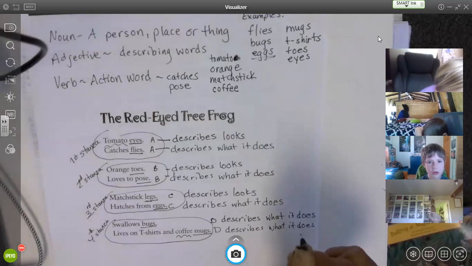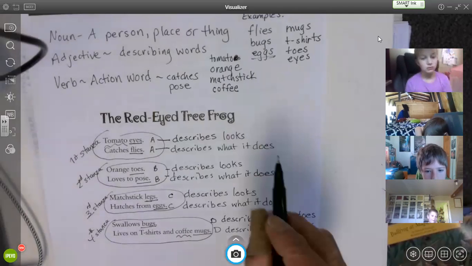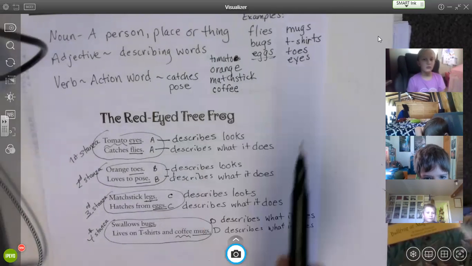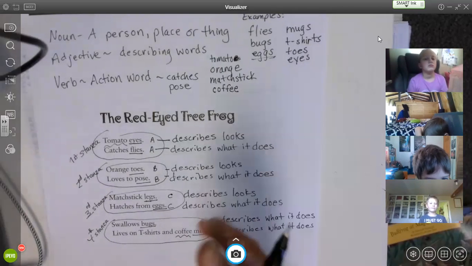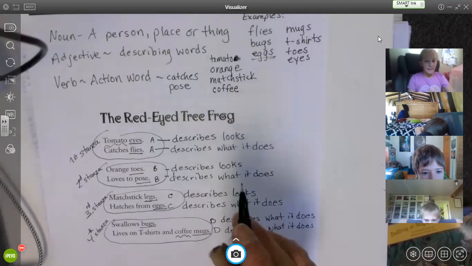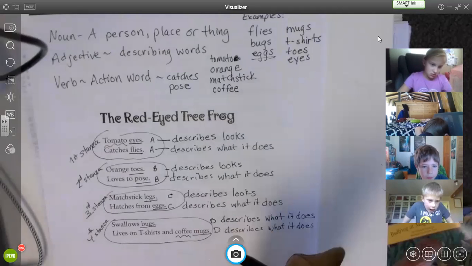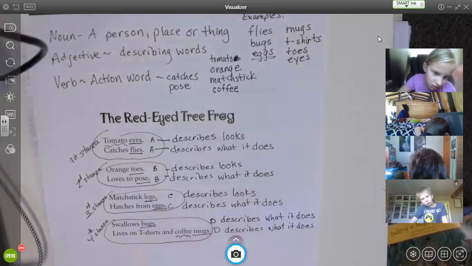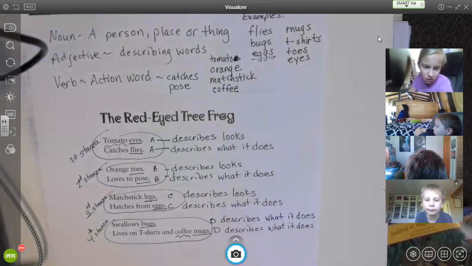Orange toes? No, orange is the adjective. Toes is a noun. We want to show action, something the frog does. Madison, there's three more. We got catches, we got pose. Those are things you do. Pose bugs.